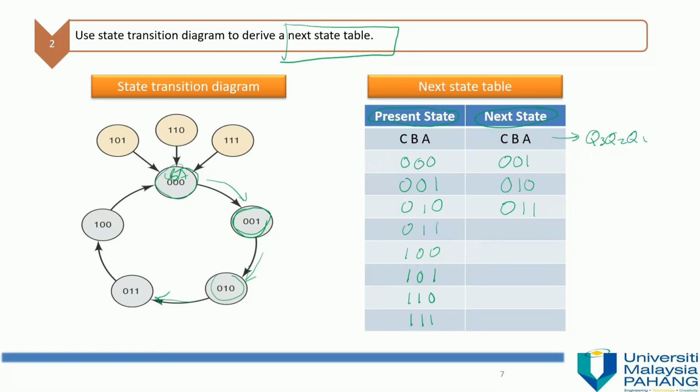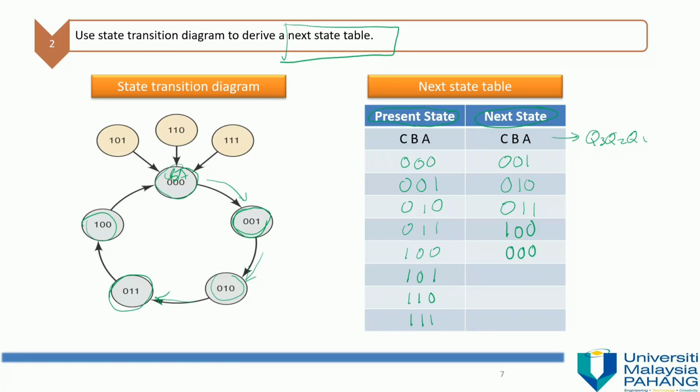This way is easier for you to derive the table. So for 0, 1, 1, look at the transition diagram. For 0, 1, 1, the next state is 1, 0, 0. From 1, 0, 0, the next state is 0, 0, 0.